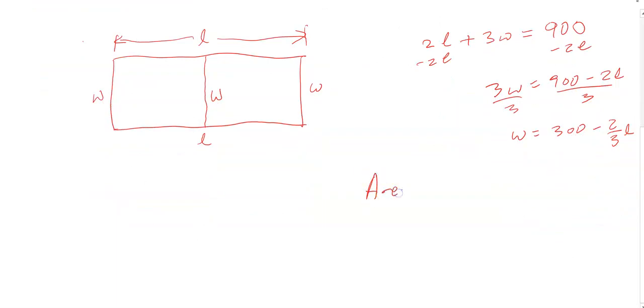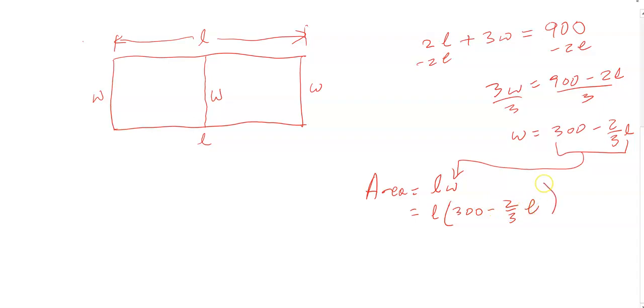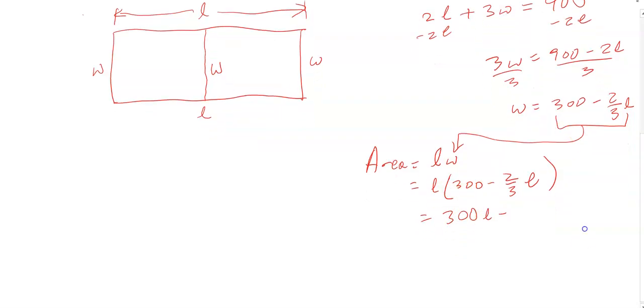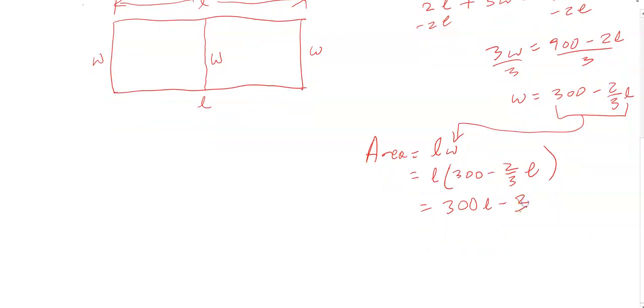Now let's take a look at how we find area. Area is equal to length times width, right? So if we substitute what we have for width here, we can write this formula as L times (300 minus 2/3 L). So expanding this would be 300L minus 2/3 L squared.